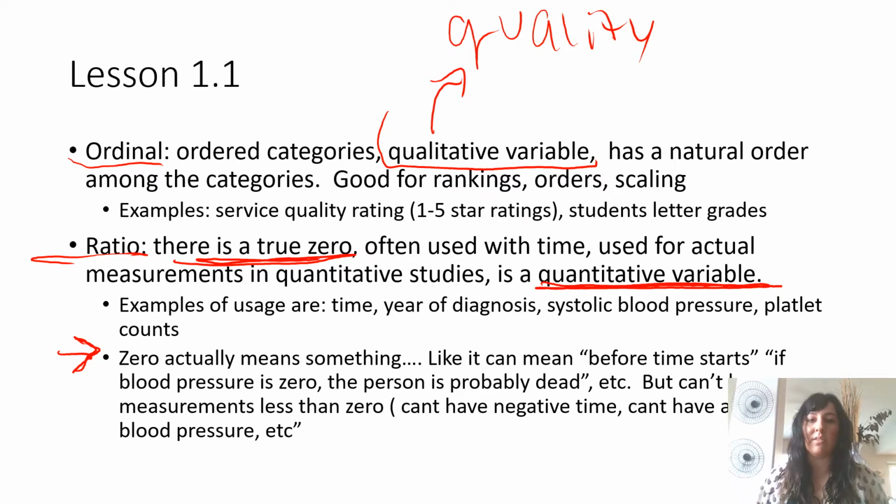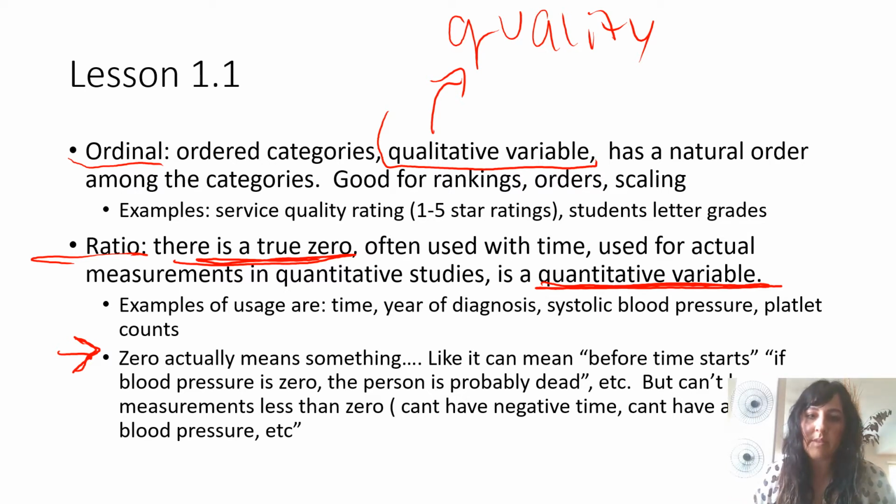So some examples that would fit a ratio type of variable could be, of course, blood pressure, because you can't have negative blood pressure, right? You can't have negative platelet counts. That's impossible. You can have zero, but you can't have negative. What else can't you have negative for? You can't have negative time. And that's a huge one, because in a lot of studies you measure against time, or time is your constant in your study.